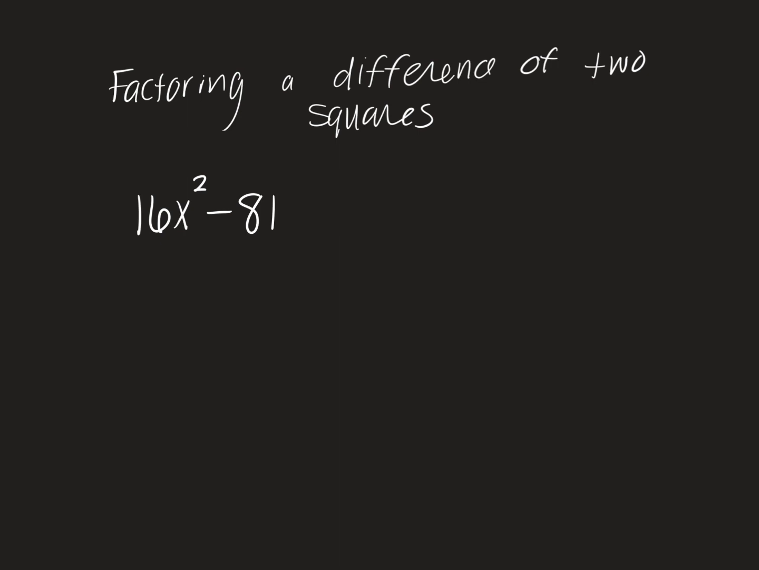No, right? But we can still factor it. Can we take the square root evenly of each of these pieces? Yes. So we're like undoing a special FOIL, basically. Okay? So what's the square root of 16? 4. Right? And square root of x squared would just be x, right? Because 4x times 4x is 16x squared, right?